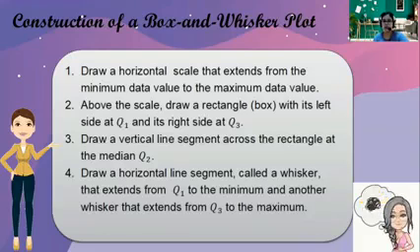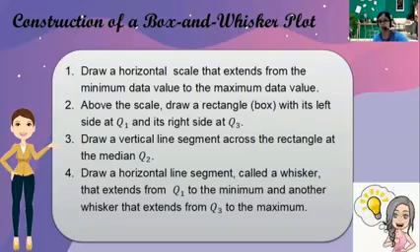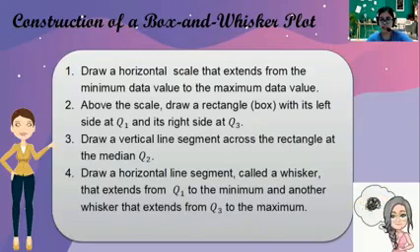Number 3, draw a vertical line segment across the rectangle at the median or second quartile. So again, when drawing a vertical line segment, make sure to align it to the value of your median or second quartile. Number 4, draw a horizontal line segment called a whisker that extends from the first quartile to the minimum, and another whisker that extends from the third quartile to the maximum. Please note, when drawing your whiskers, start at the rectangle box and extend to the values of your minimum and maximum.